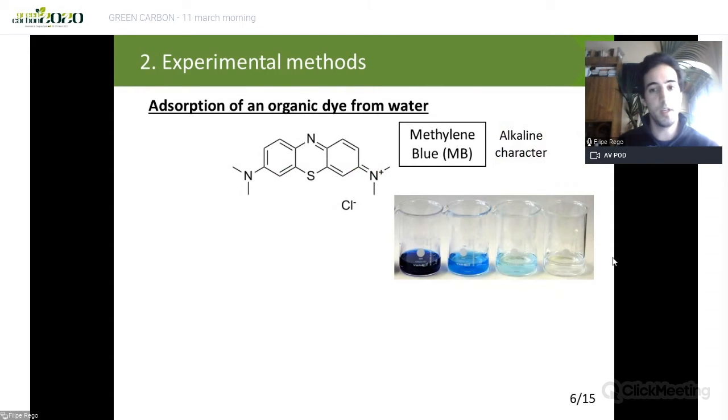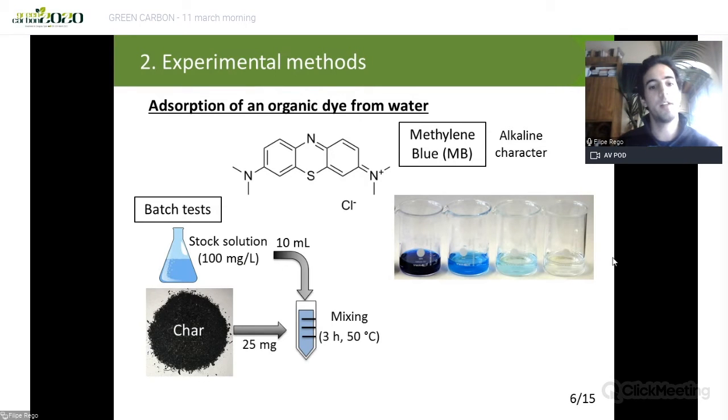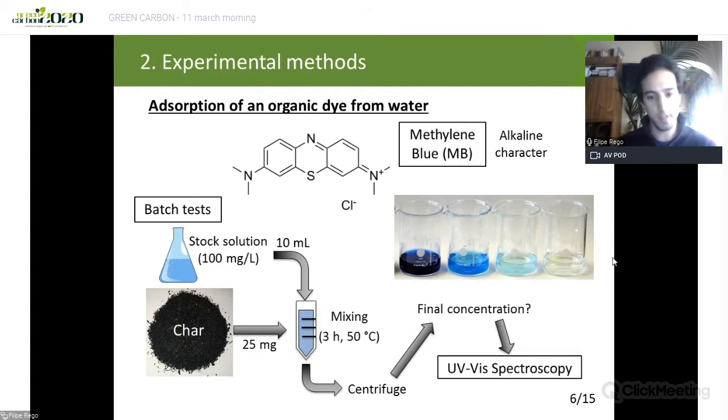And then the adsorption, I chose methylene blue, which is the most popular dye used in adsorption to test the capacity of adsorbents. It has alkaline character. It looks like a very dark blue color in water, and it gets decontaminated and decolored. I did batch tests. I mixed a certain amount of ground and sieved char with the stock solution for 3 hours at 50 Celsius. Then I separated them and measured the final concentration with UV visible spectroscopy.